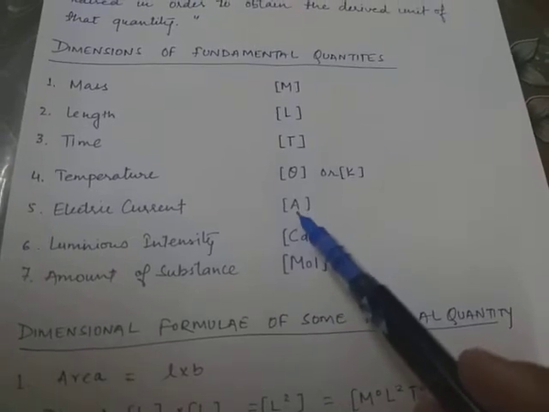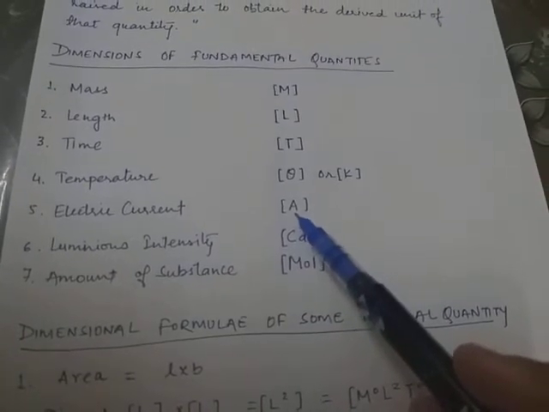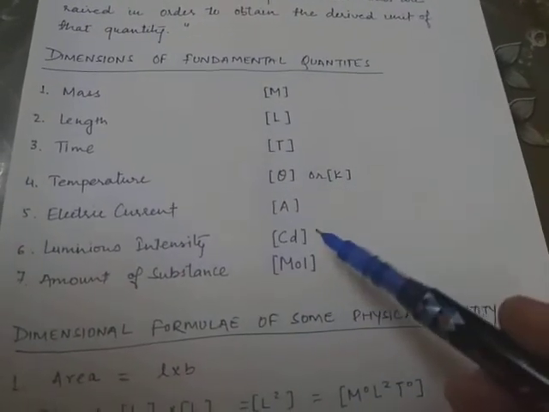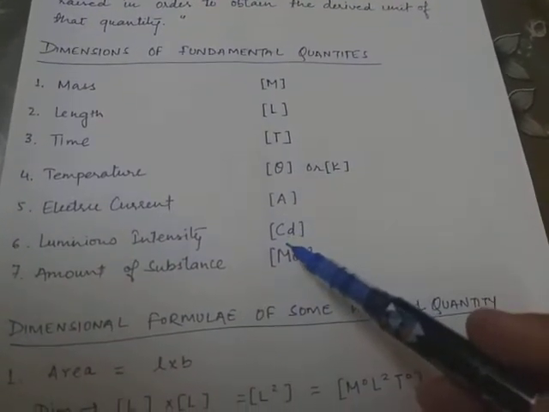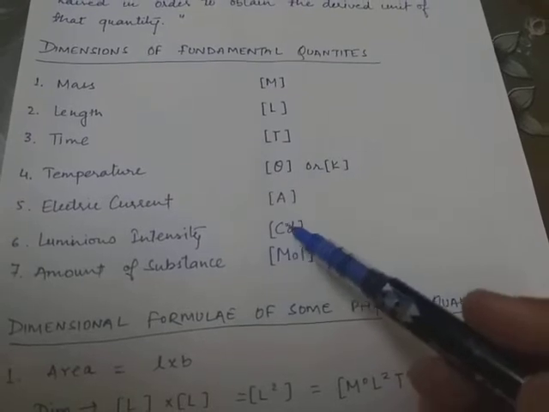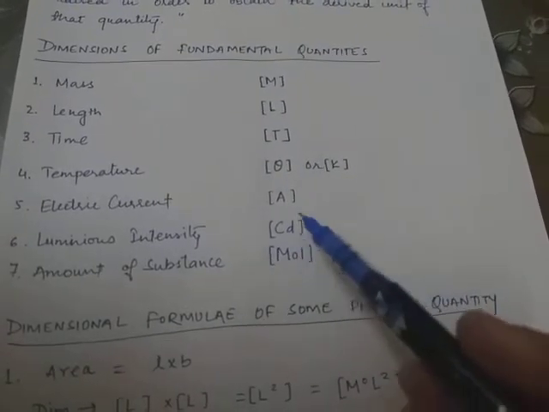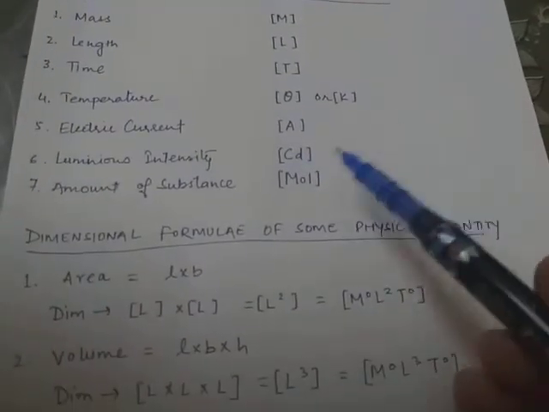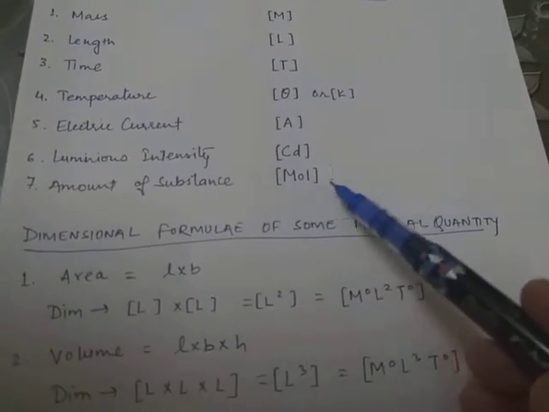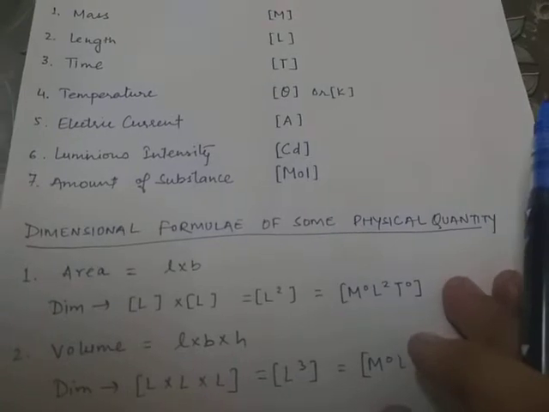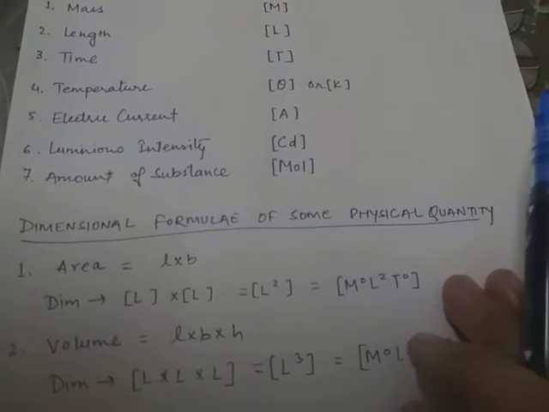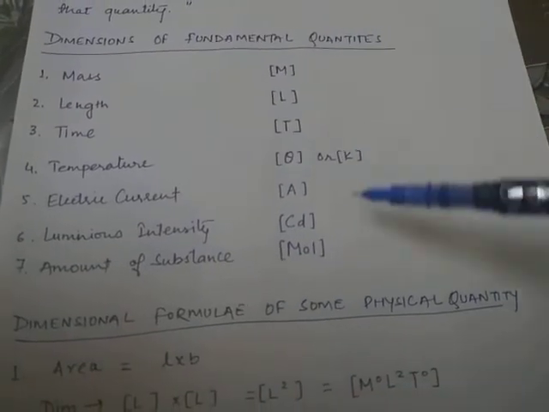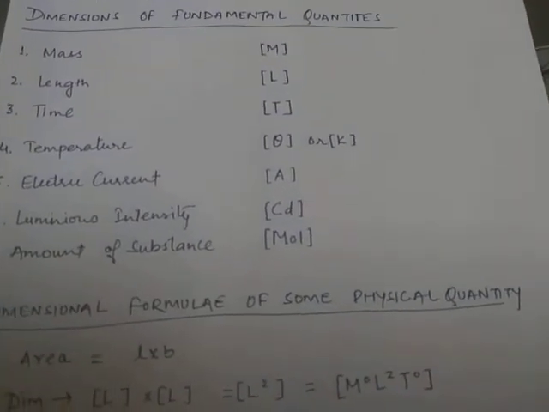In electric current, it is capital A in square brackets. And luminous intensity, that is CD, again in square brackets. And the last is amount of substance, MOL in square brackets, that is the dimension of amount of substance. So here we have 7 fundamental quantities with their dimensions.